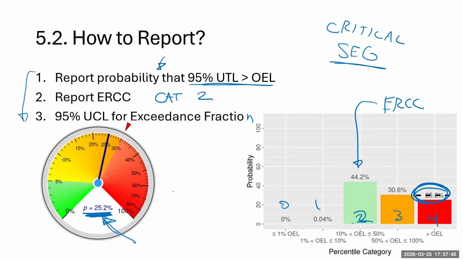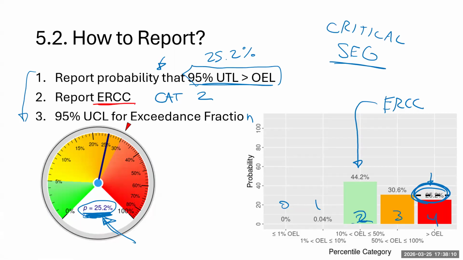So 25.2%, whether we look at it here, or there's another place, they'll show that. So that would be a 25.2% probability that our 95% UTL is above our exposure limit. I would definitely report those two things.